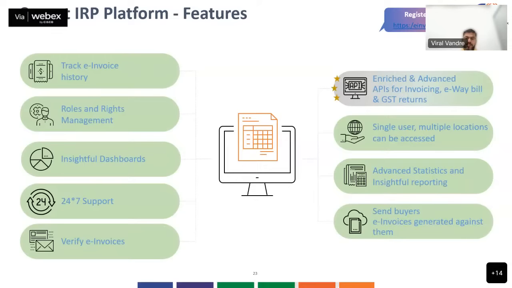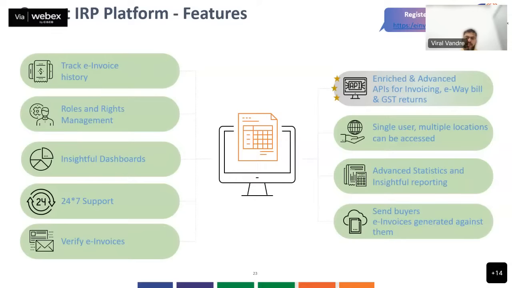Verification of e-invoices can be done via IRP portal. It is available via APIs, as well as publicly through Signet IRP. We provide an enriched set of APIs. When we say enriched set of APIs, it has full-fledged capability of generation of e-invoices, e-waybill, as well as pushing your data to GST portal with respect to the GST return filing. So this is the extended capability that Signet IRP provides.